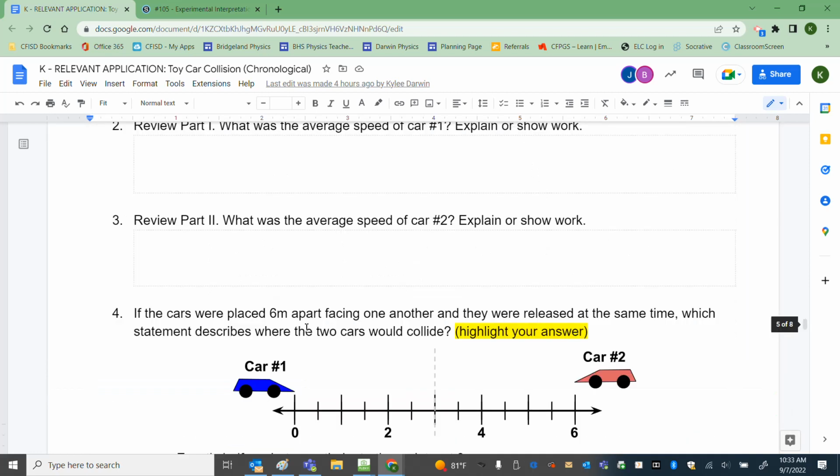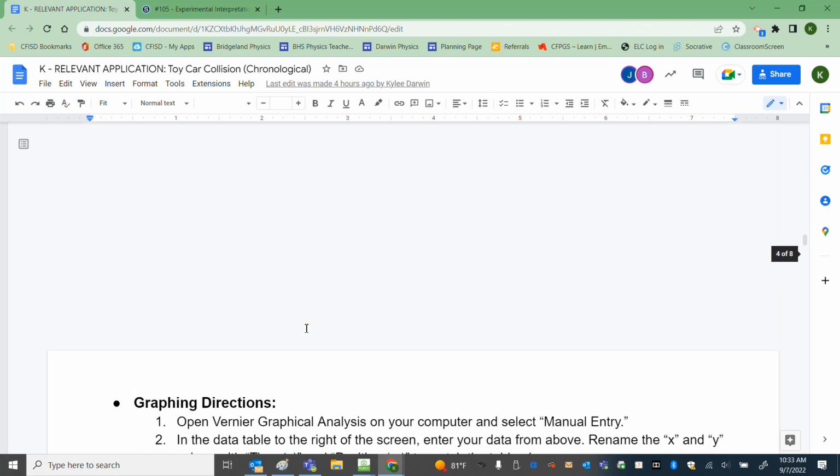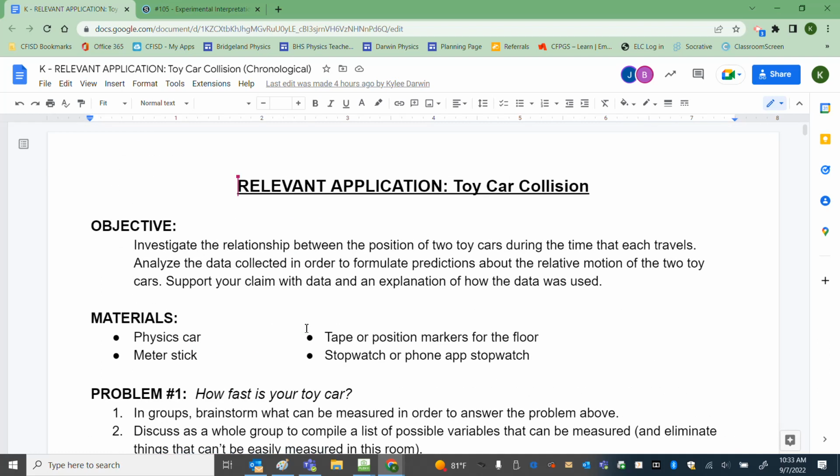So anyway, that is what you're doing today. You can't do any of the prediction stuff though until you first gather data. So what I need you guys to do is retrieve your materials. Again, meter sticks are on the back counter. There's one over there. I've got a few up at the front as well. The cars are all up at the front in this box. Again, make sure you don't grab the same one.